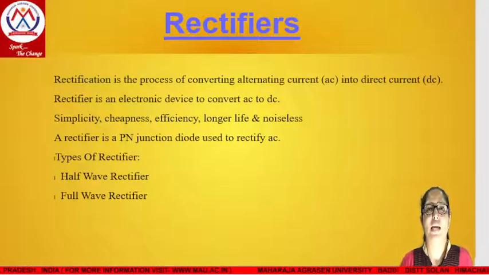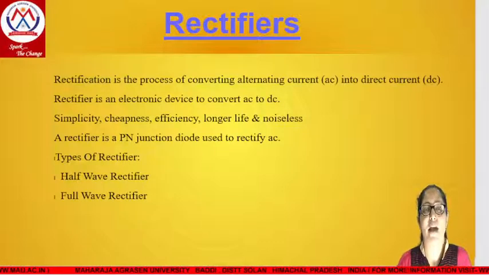A rectifier is basically a PN junction diode which is used to rectify AC. And the types of rectifiers which we are going to study are half wave rectifier and full wave rectifier. In the rectifier, we use PN junctions because when we forward bias the PN junction, it conducts current, and when we reverse bias the PN junction, it does not conduct current. So on the basis of this principle, we use the PN junction as a rectifier.